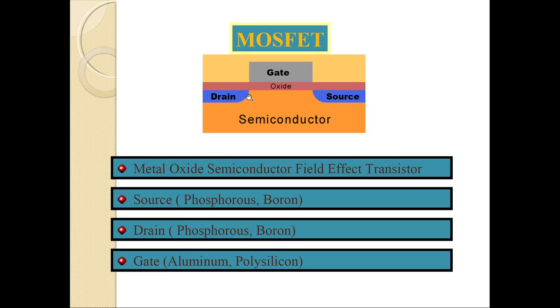So this is my enhancement MOSFET. Why is it so? Because the channel is totally absent over there. That's why it is called enhancement. In the depletion MOSFET, the channel is already present over there.